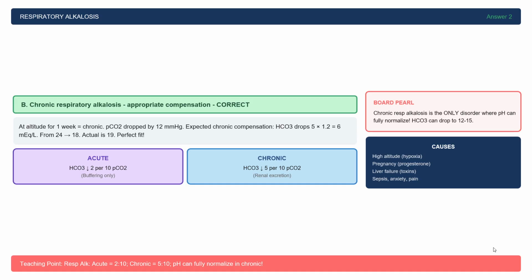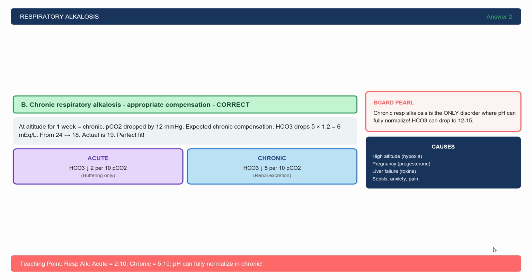Her PCO2 dropped from normal 40 down to 28, which is a decrease of about 12 millimeters mercury. In chronic respiratory alkalosis, we expect bicarbonate to fall by about 5 per 10 millimeter drop in PCO2. So if we do the math, that's roughly 5 times 1.2, which equals 6 milliequivalent decrease. Starting from a normal bicarbonate of 24, that would bring us down to about 18. Her actual bicarbonate is 19, which fits extremely well with appropriate chronic compensation.